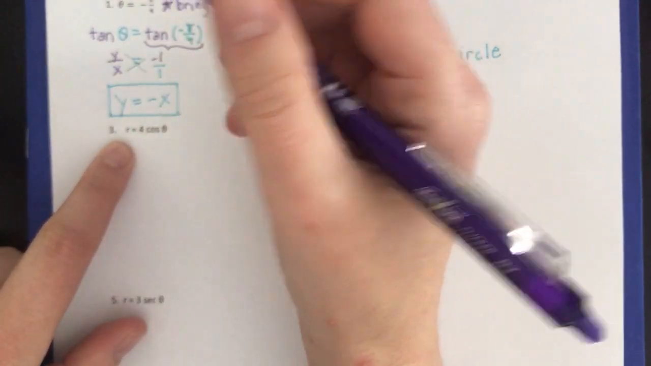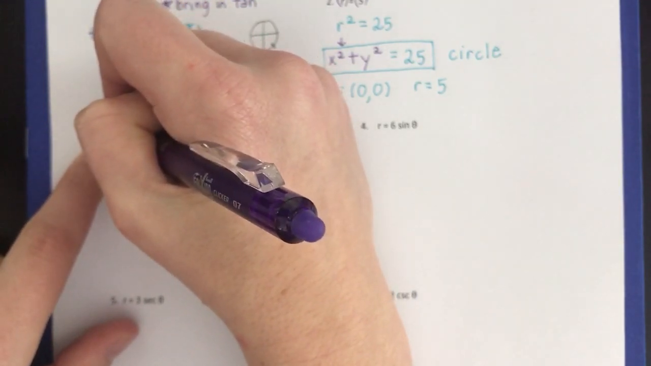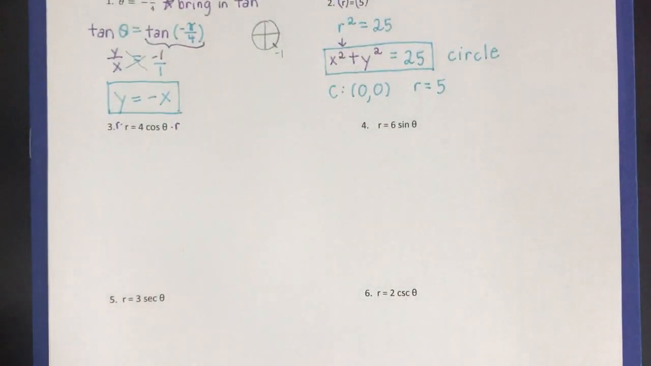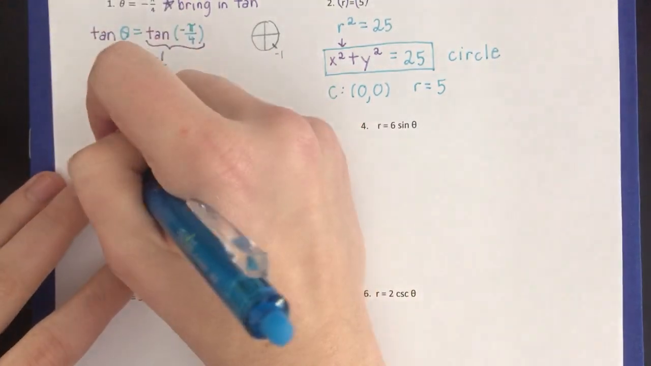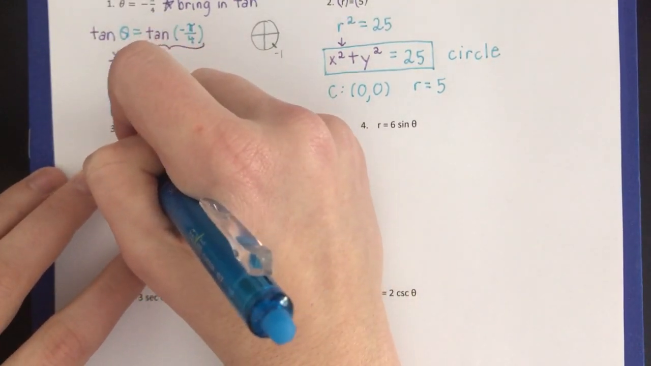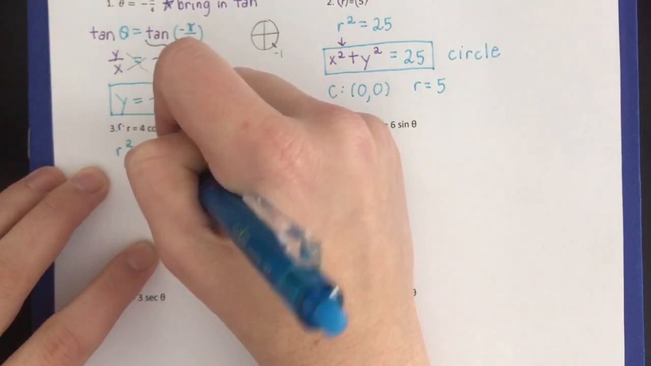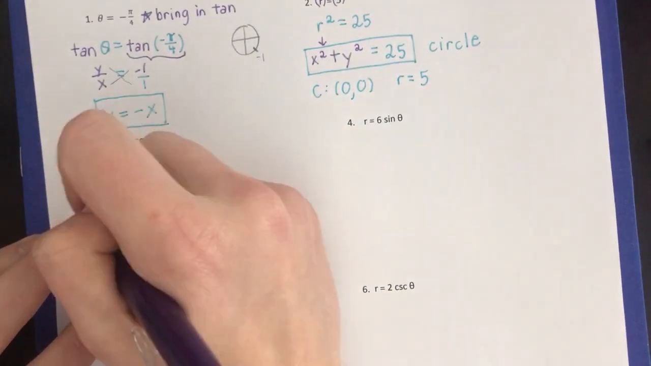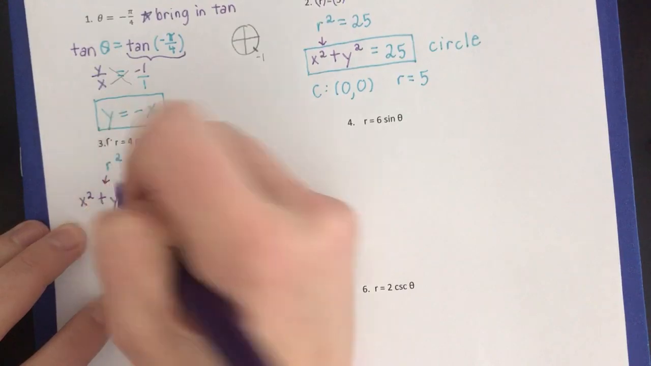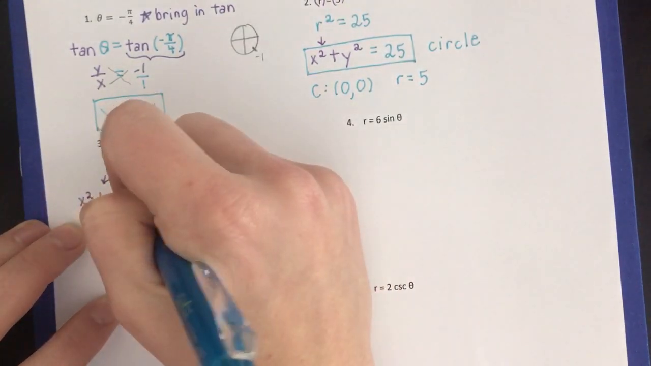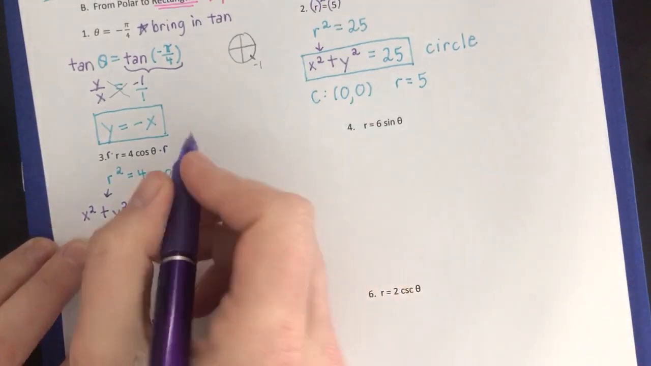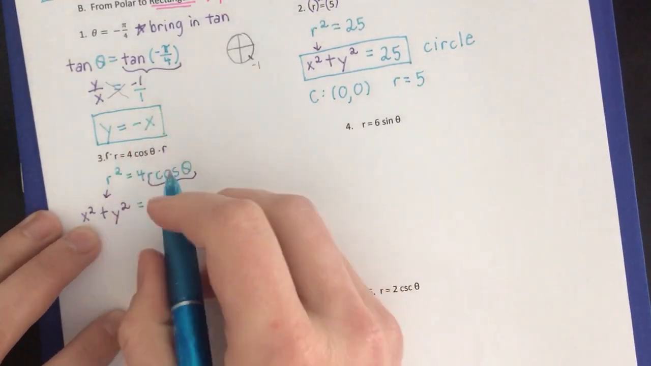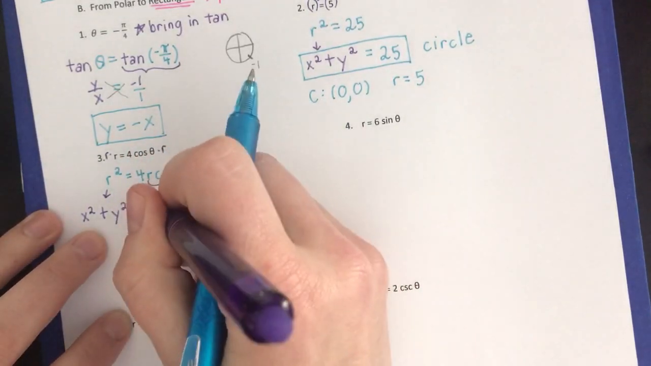So what we're going to do on this is we're going to multiply both sides by r, so times r times r. So this would look like r squared equals 4r cosine theta. Okay, r squared gets substituted with x squared plus y squared. So x squared plus y squared equals, and then r cosine theta, what does that equal? So we'll bring down the 4, but then r cosine theta equals x.